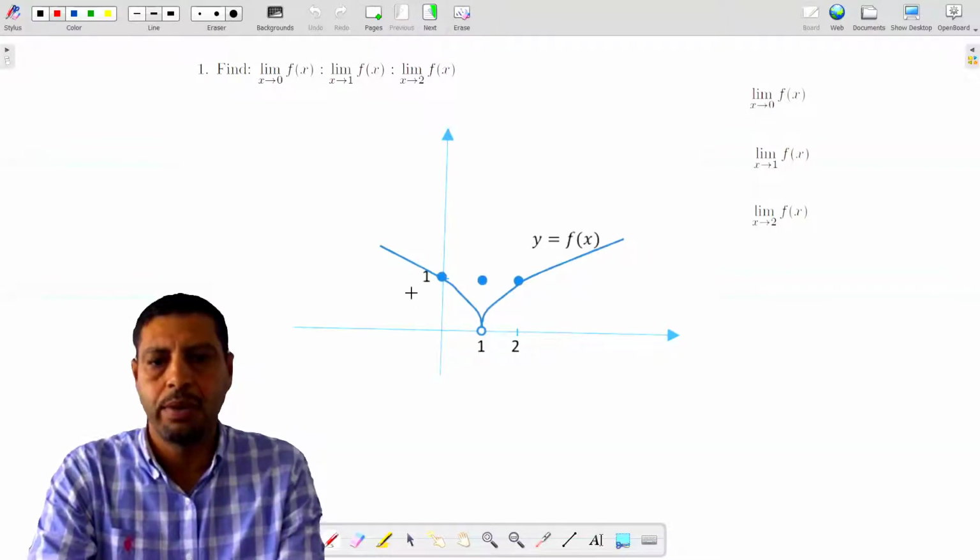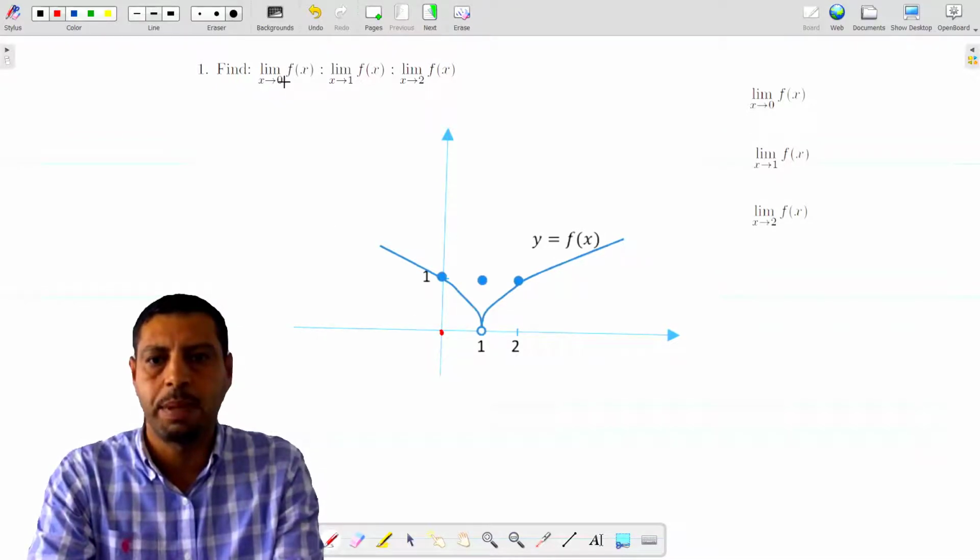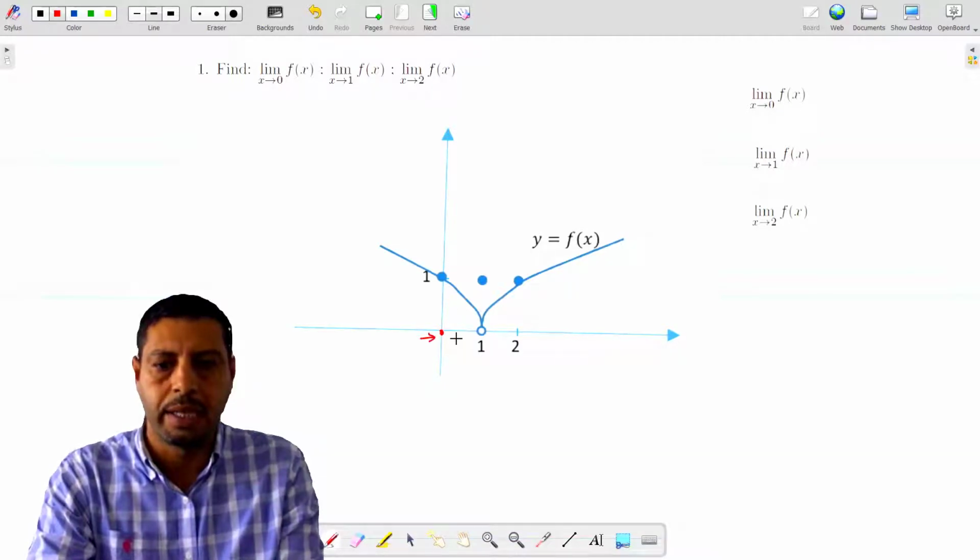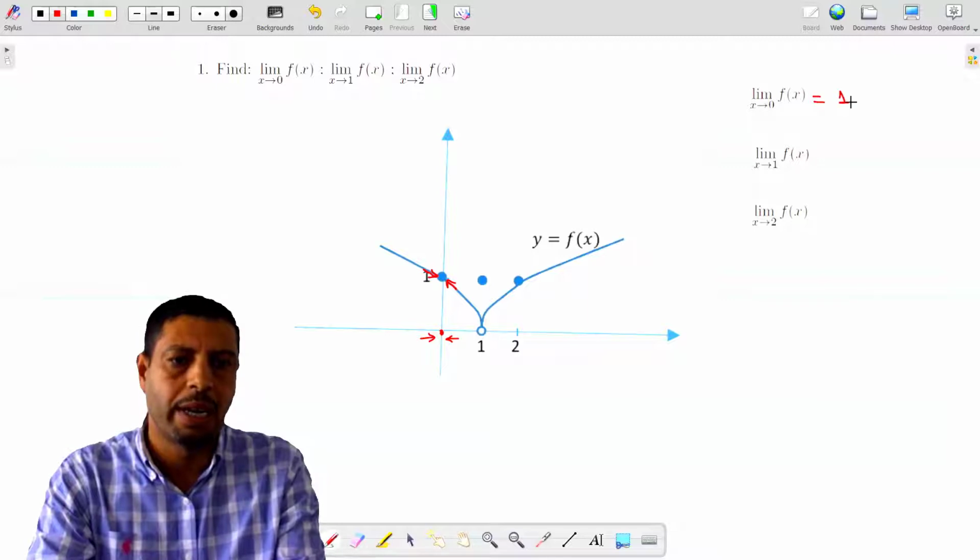When x approaches 0, the 0 is right here, and if it's not specified 0 plus or 0 minus, you approach 0 from the two sides, the left and the right. If you look at the graph, the corresponding output when x approaches 0 from the left is 1, and the corresponding output when x approaches 0 from the right is also 1. So the limit of f of x as x approaches 0 is 1.